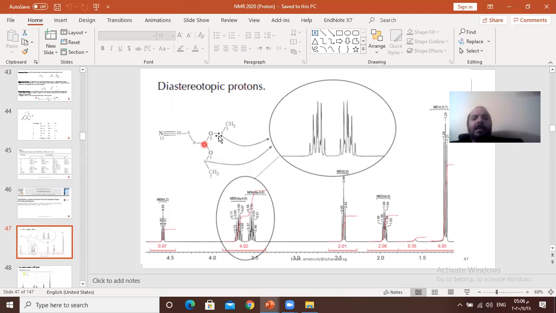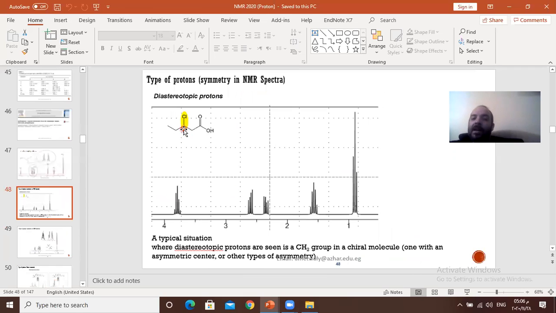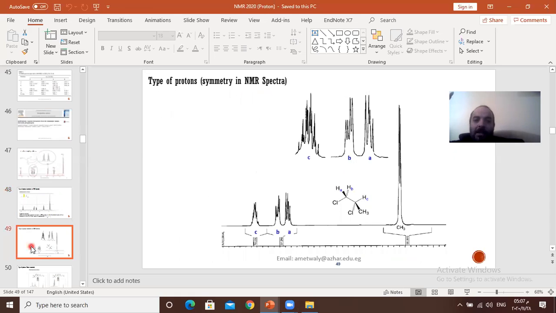What does it mean? It means that protons of 4 will appear at two different positions. Each proton appears at a position, and they will split each other. And also 8 will appear at two different positions, not only one. If you look at this proton, we have a chiral center here. So this methylene and this methylene will both appear at two different positions.